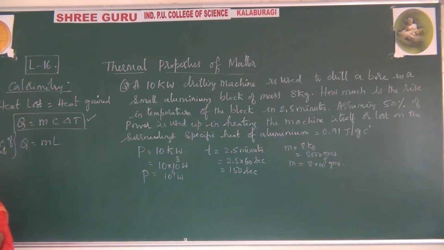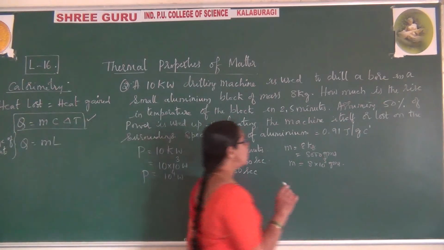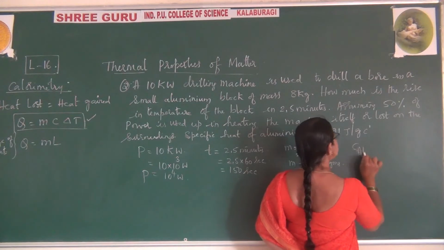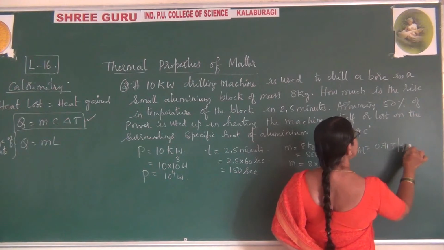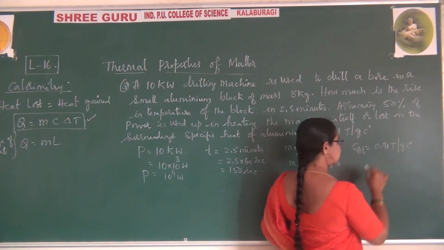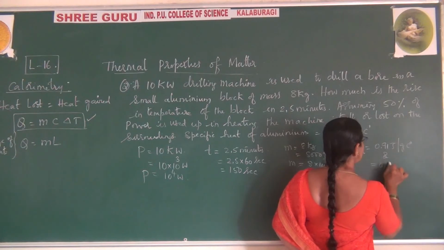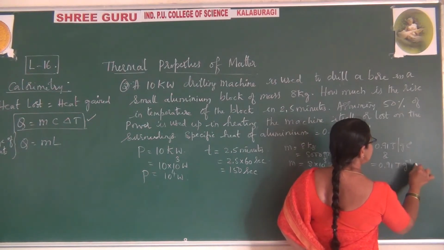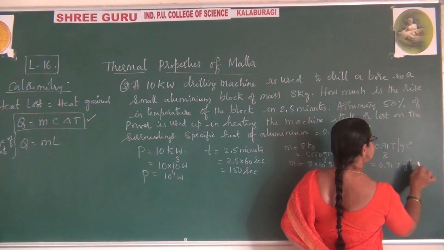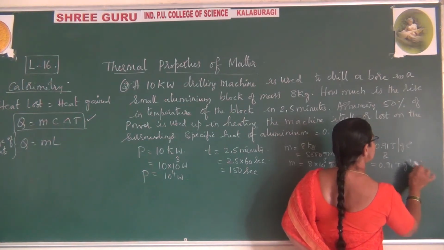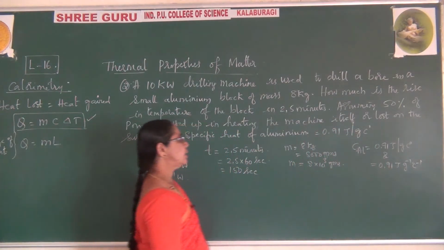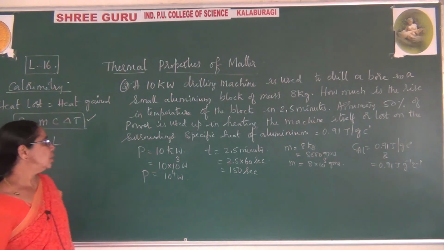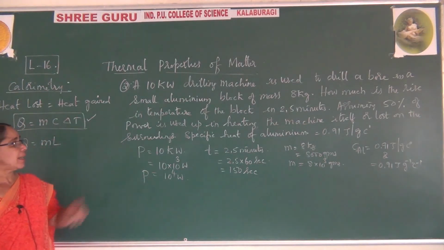Now, what is the next thing they are saying here? The specific heat of aluminum is given. Let me say this specific heat of aluminum, C_Al, is equal to 0.91 joules per gram per degree centigrade. You can write it like this, or you can also write 0.91 joules per gram per degree centigrade. Both are correct. So here they have given the specific heat of aluminum also. Using this, first let me write the condition.